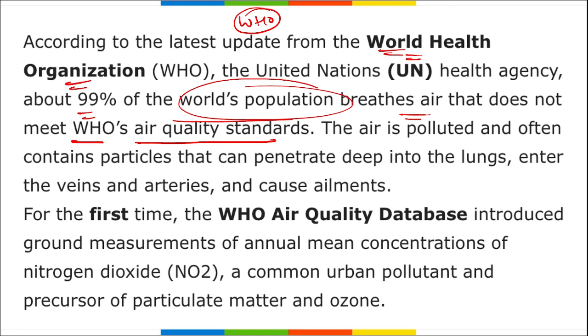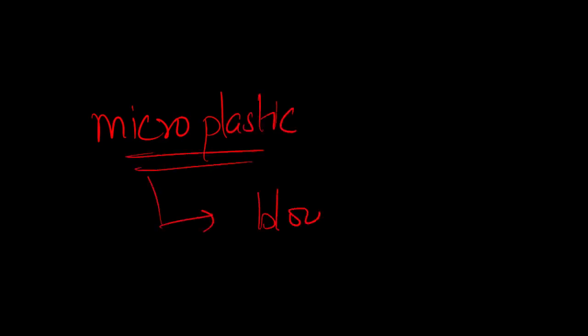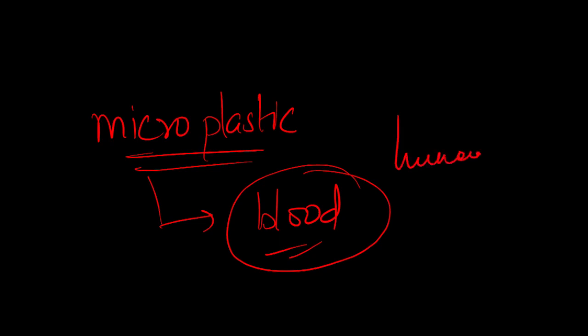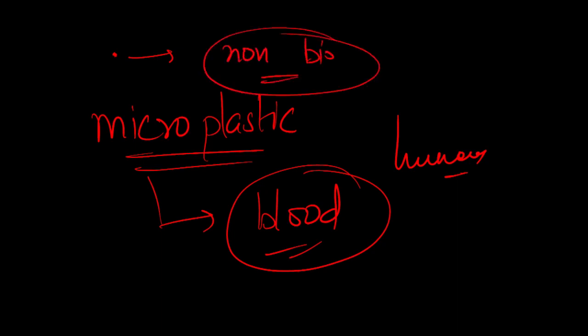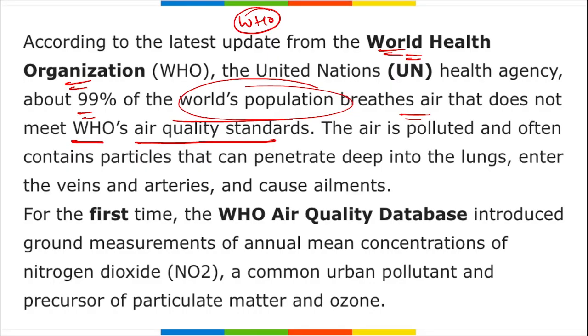The air is polluted and often contains particles that can penetrate deep into the lungs, entering our veins and arteries. Also, friends, remember that microplastic was recently found in the blood vessels, in human blood. These are very small, tiny particles of plastic, and we know plastic is non-biodegradable. That means in our blood we can now see very small particles of plastic, which is very sad news. This is the level of pollution we have created on earth.